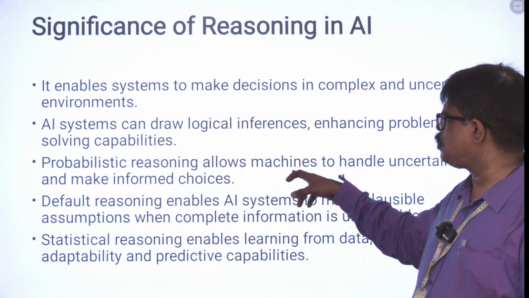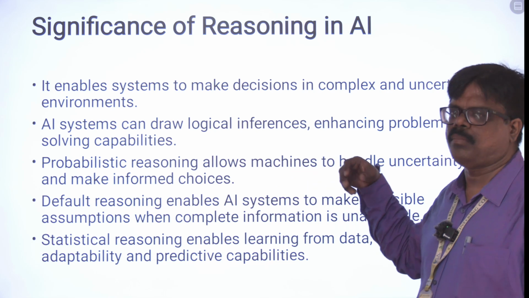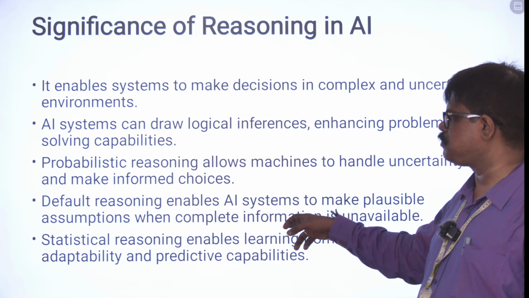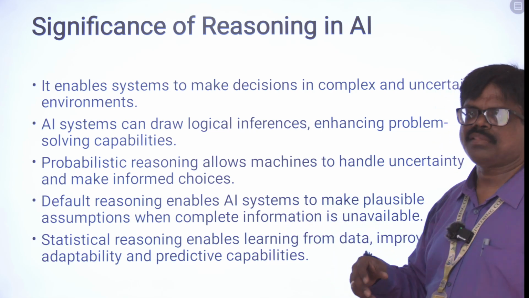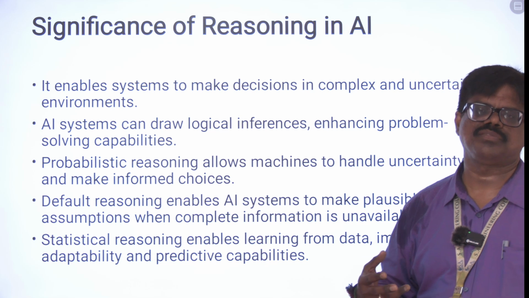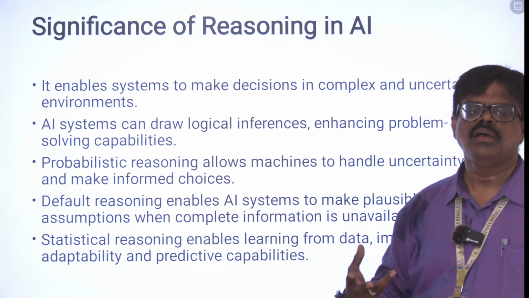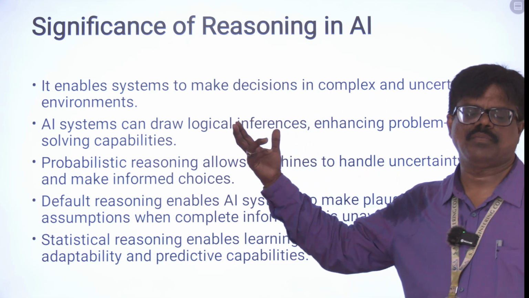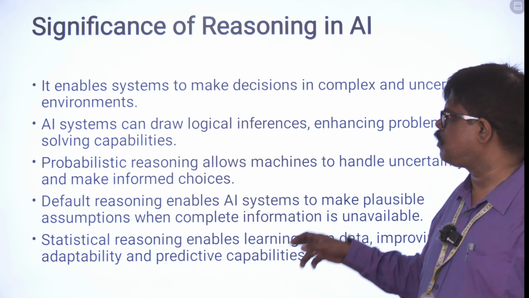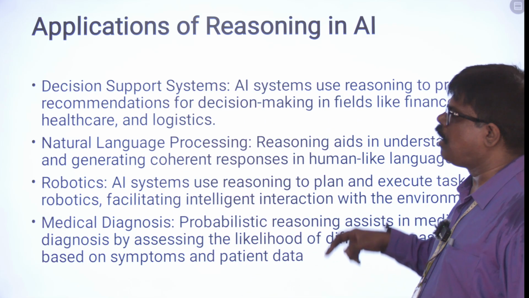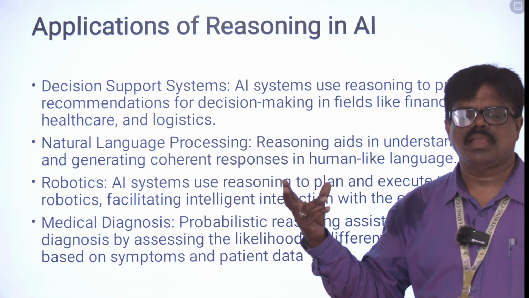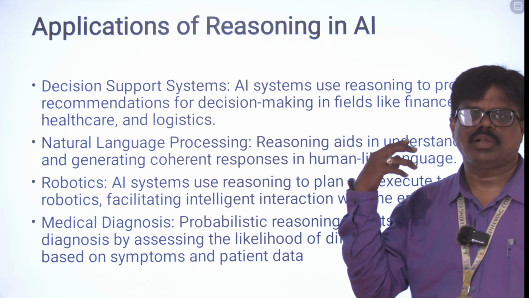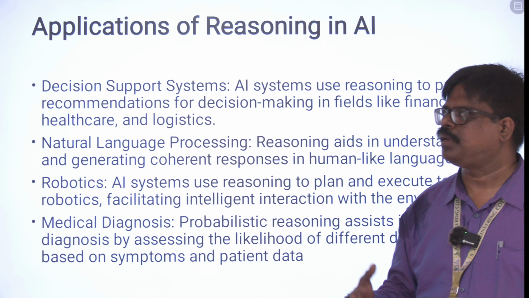Probabilistic reasoning allows machines to handle uncertainty and make informed choices. Default reasoning enables AI systems to make probable assumptions when complete information is unavailable. Statistical reasoning is mainly used for reasoning because it provides a lot of data which can be used for making decisions. So these are the key points of the significance of reasoning, why we are using reasoning in AI. The main use of AI is in uncertain and complex areas, where you cannot find a solution to a problem, which is called uncertainty.